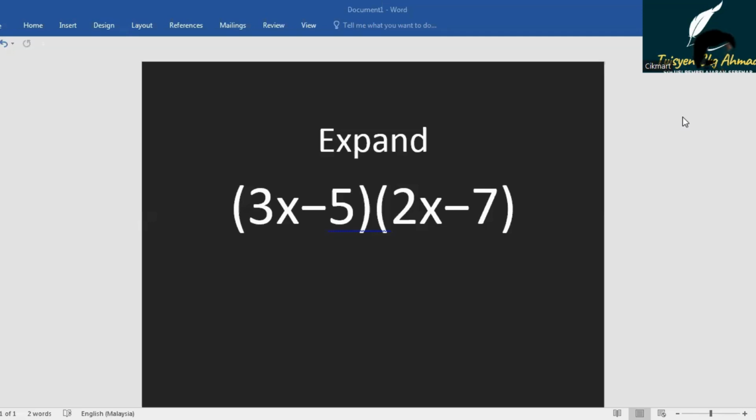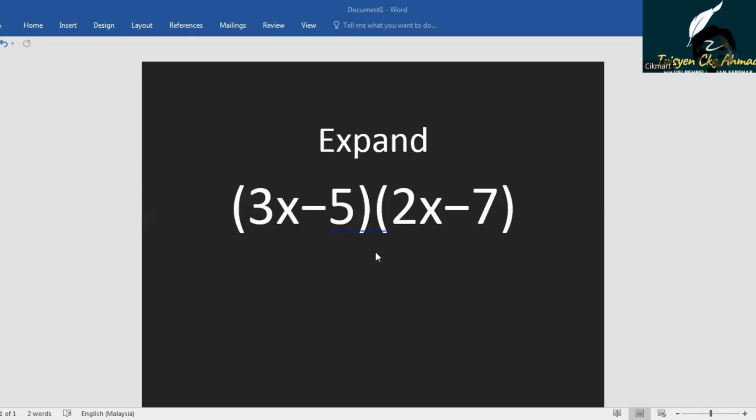How are you today? Okay, today we are going to explore more on algebra. This time on expanding the terms. Okay, in this case, we see the question here: 3x minus 5 times 2x minus 7. Meaning that 3x minus 5 times 2x minus 7. How to expand it? Okay.